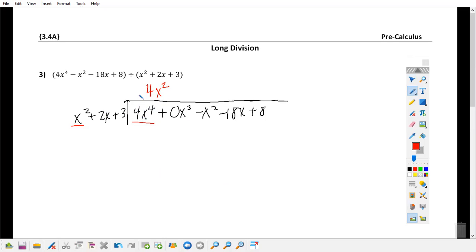I'm going to multiply all 3 terms by 4x squared. So 4x squared times x squared is 4x to the 4th. 4x squared times 2x is 8x cubed. 4x squared times 3 is going to give me 12x squared.